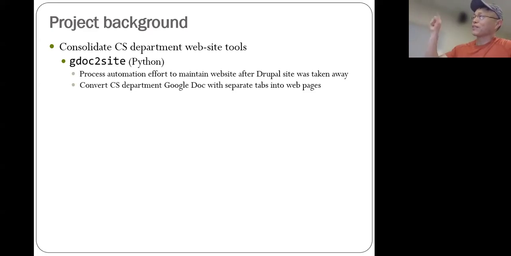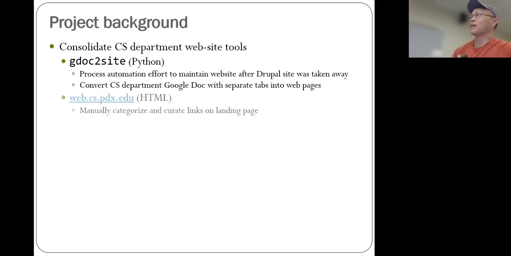So the first thing is, as part of the process automation effort to maintain our website after they took Drupal away, I created this gdoc to site script to convert our old CS department content into a Google Doc. And then we manage the site with the Google Doc and we export that into web pages. That was in the fall.